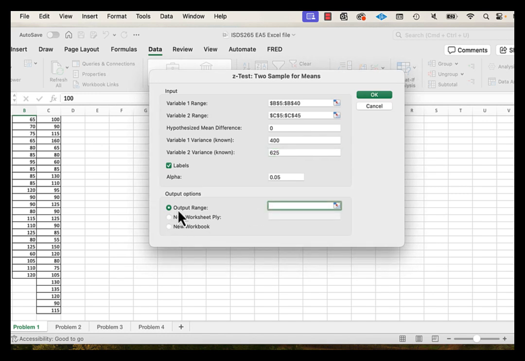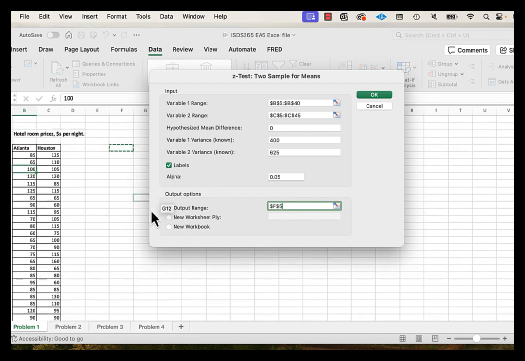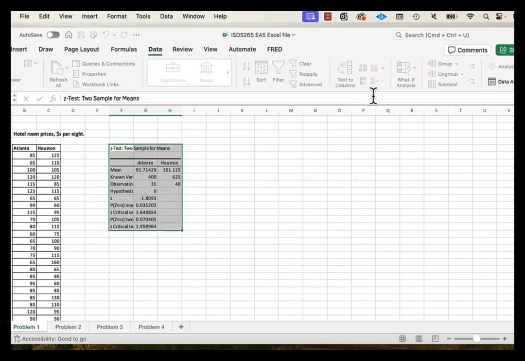So we're just going to put this on the same sheet. We're just going to select an area. You just have to give it one cell, and it'll treat that as the upper leftmost cell of where it's going to put it. Okay, so we have all that. Then we just click OK, and here are our results.